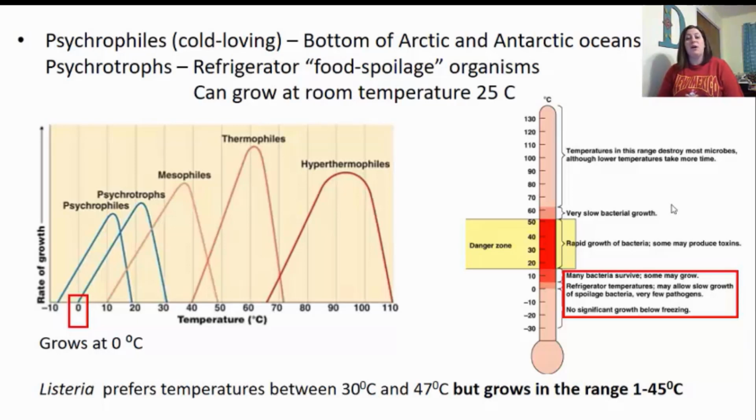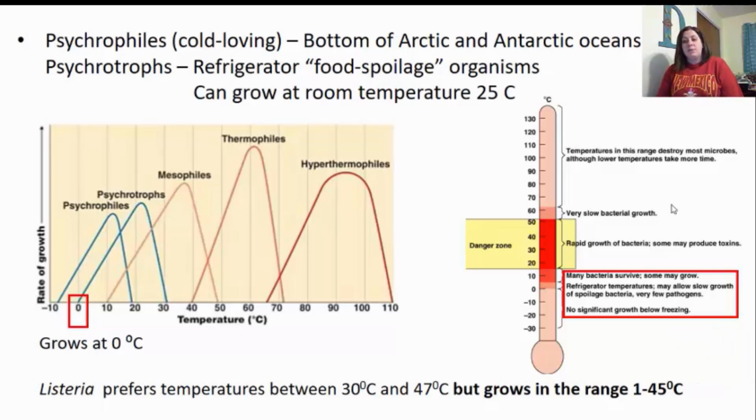They can also grow at room temperature, which is approximately 25 degrees Celsius, and they can continue to grow in the colder temperatures. They can actually grow down to 0 degrees Celsius. So if you look here at the thermometer, it shows you they're below this main kind of danger zone area, but this is where many bacteria survive. Some can't grow here, but they can at least survive.